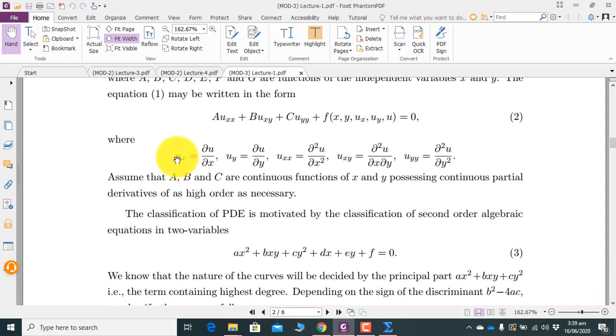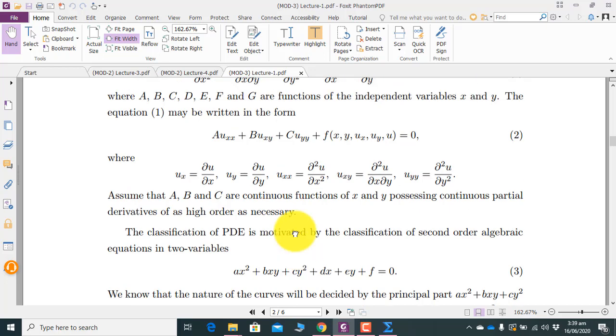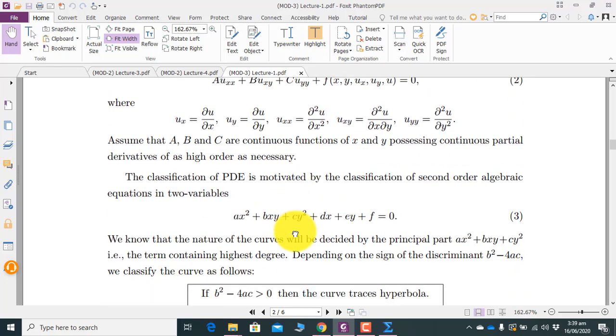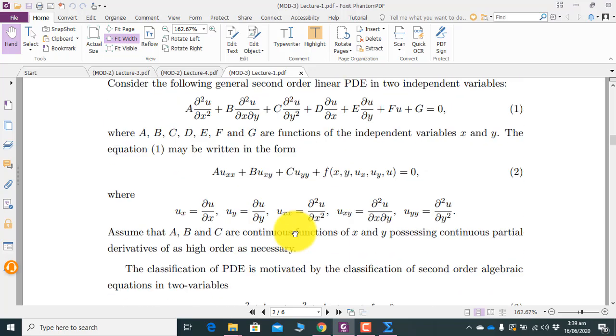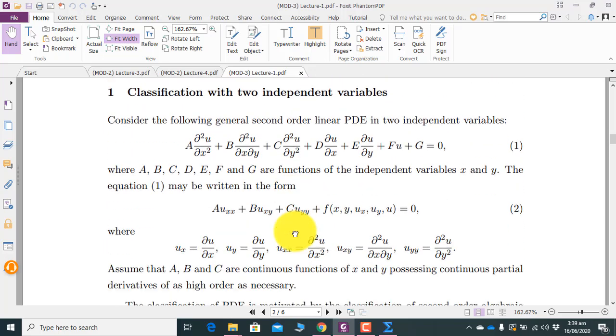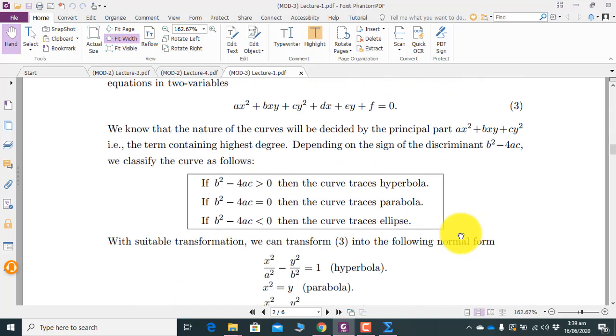And you know, formally I have written that partial over partial x is ux and uy and so on. This is the notation which we always use. So actually what we are going to describe in that lecture is the classification for partial differential equations, but only for second order and they are linear. So actually there is a subsection for linear second order partial differential equations. I have named that classification, and this classification was motivated by the second order polynomial.